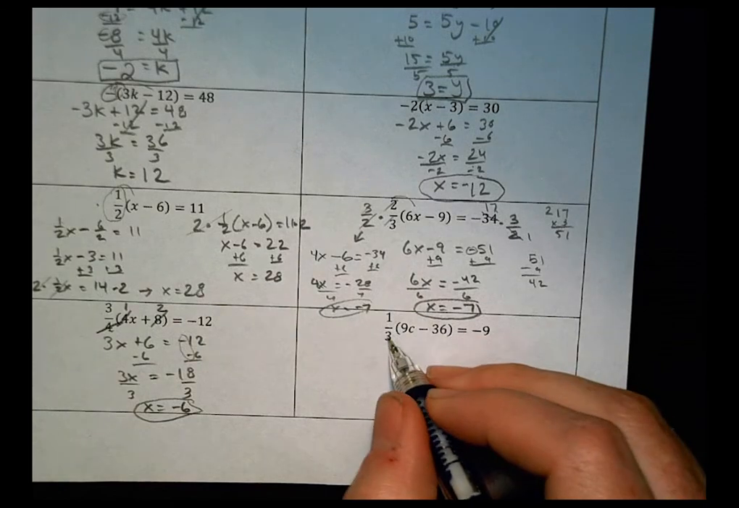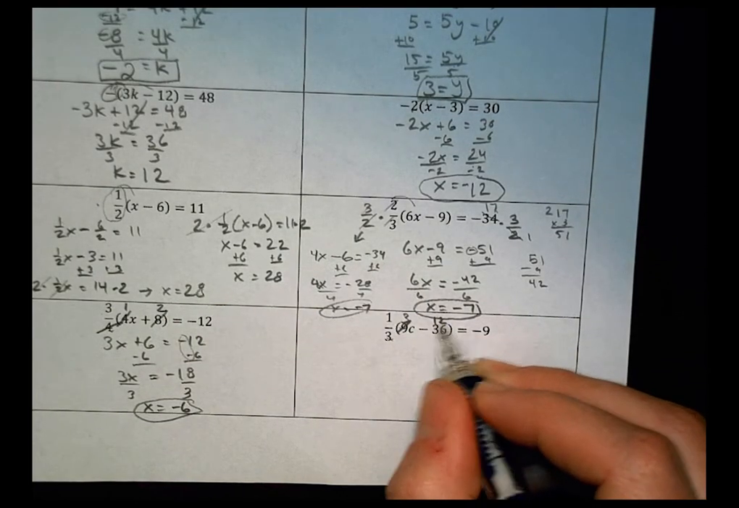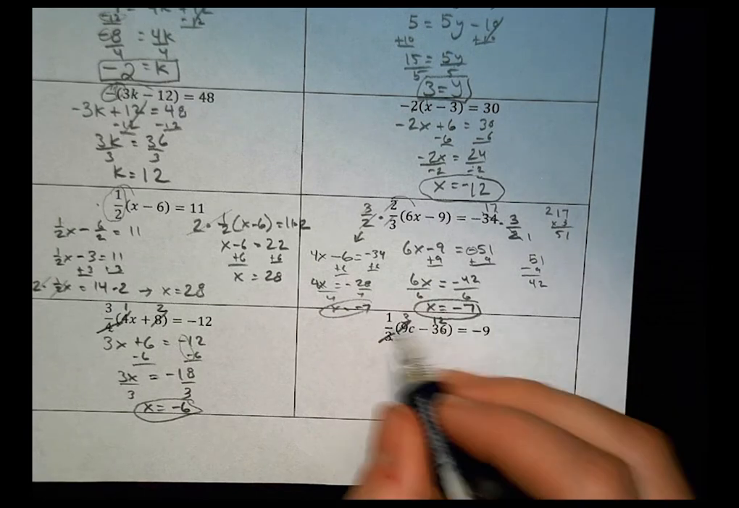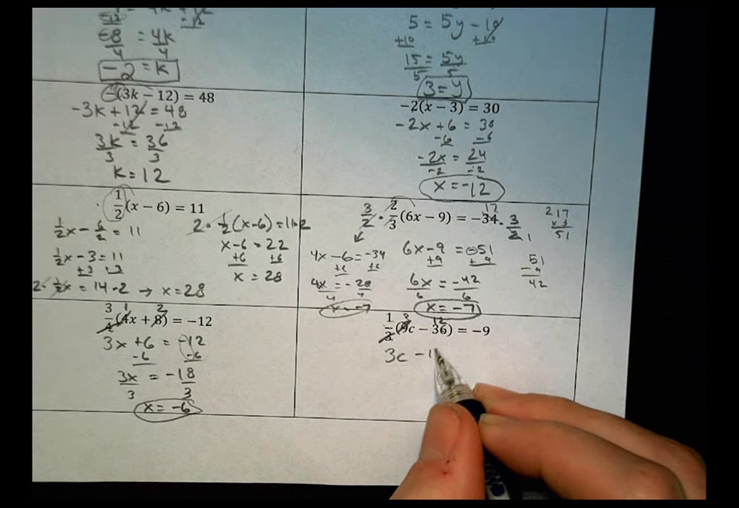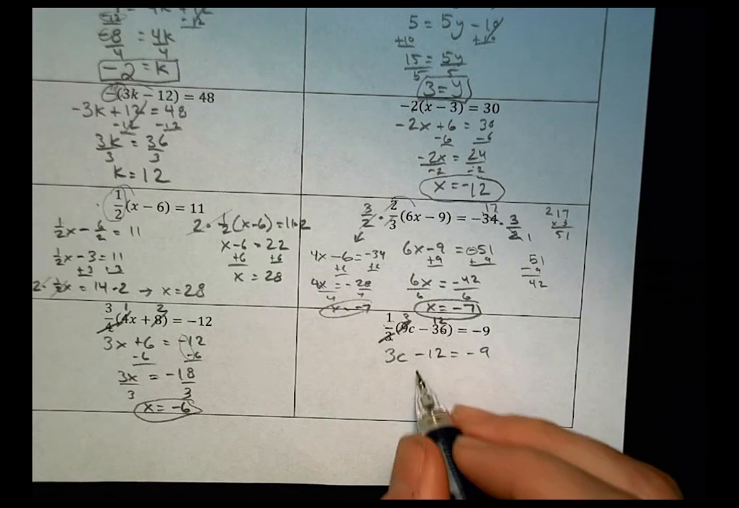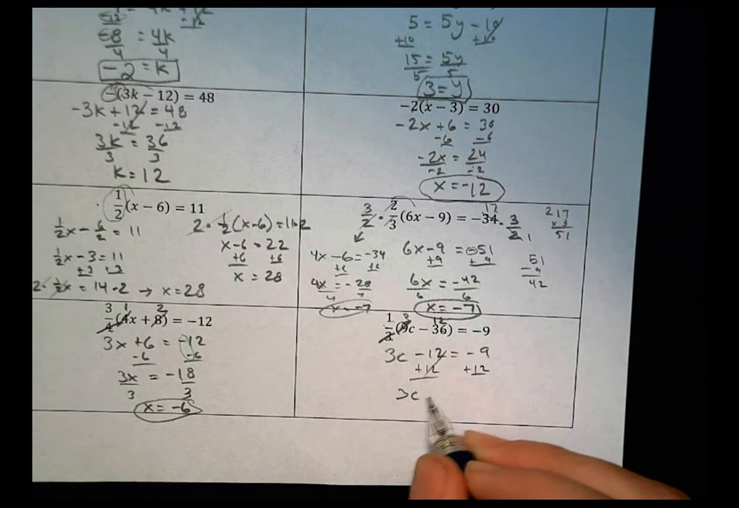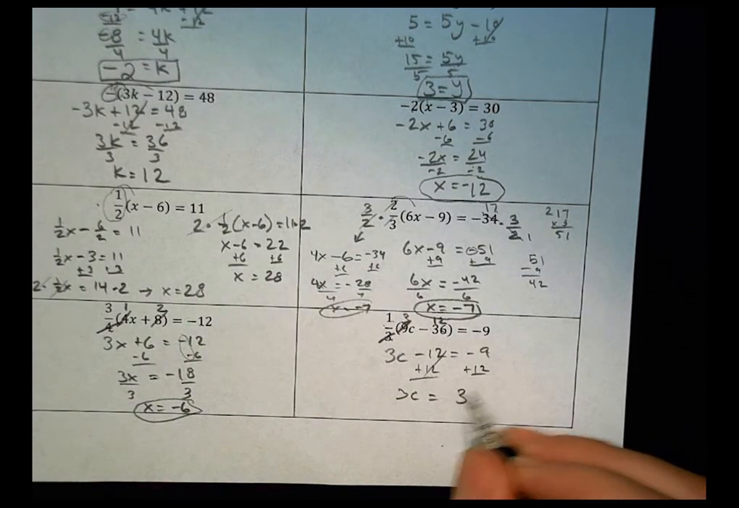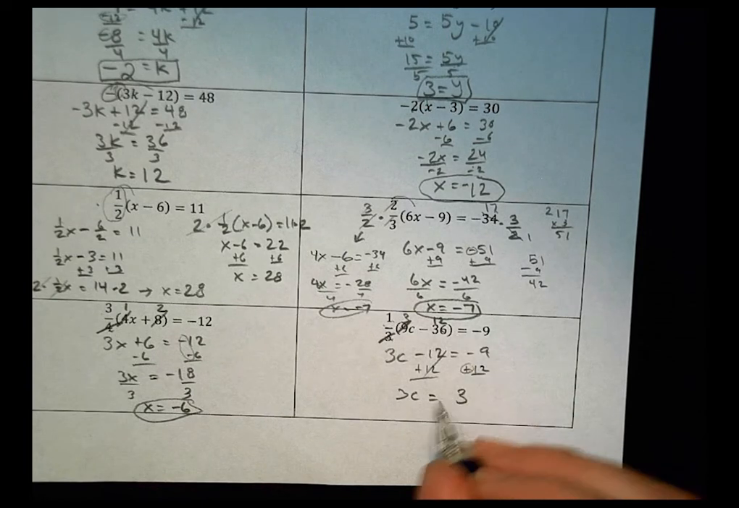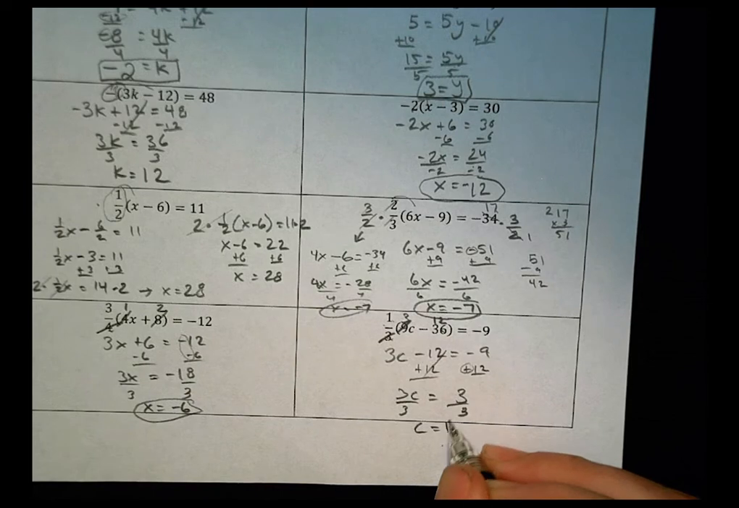Now last one, 3 goes into 9, 3 times, 3 goes into 36, 12 times. So 3 is gone, 1 times 3c is 3c, 1 times negative 12 is negative 12, equals negative 9. Add 12 to both sides, goes away, 3c equals, signs are different, find the difference. What's 12 minus 9? 3. Which one has a greater absolute value? The positive. So we divide now both sides by 3, and c equals 1.